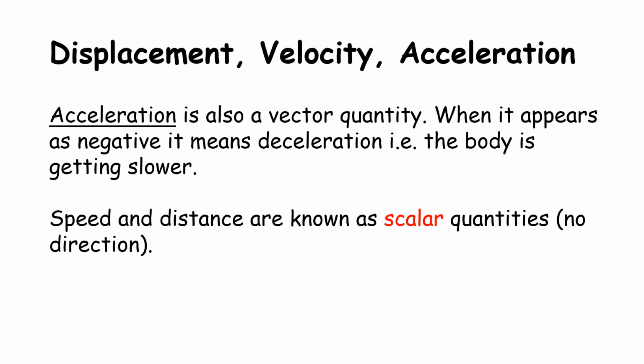So acceleration is also a vector quantity, and when we see this as negative, what that means is it's deceleration. So the speed is going down rather than up, and that's that idea of direction. So just to be aware, speed and distance are known as scalar quantities, so they would have no direction. Now, I've made a big fuss about the difference here, but I suppose it's important in one instance to understand what happens if we get a negative. It's also important to understand what these words, displacement and velocity, actually mean when you see them.